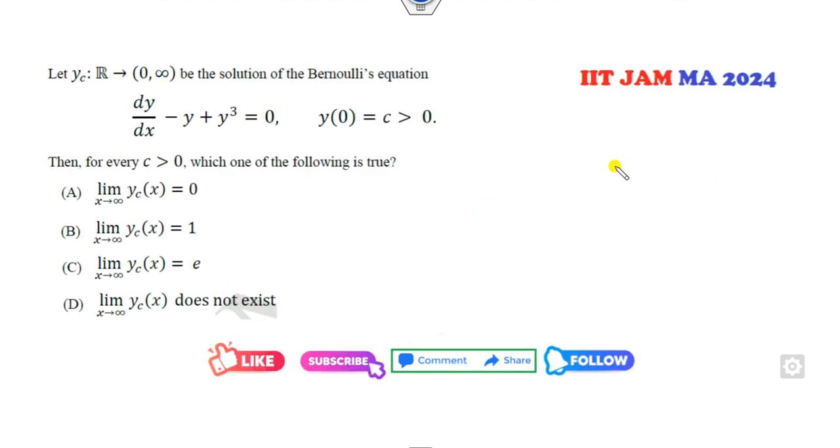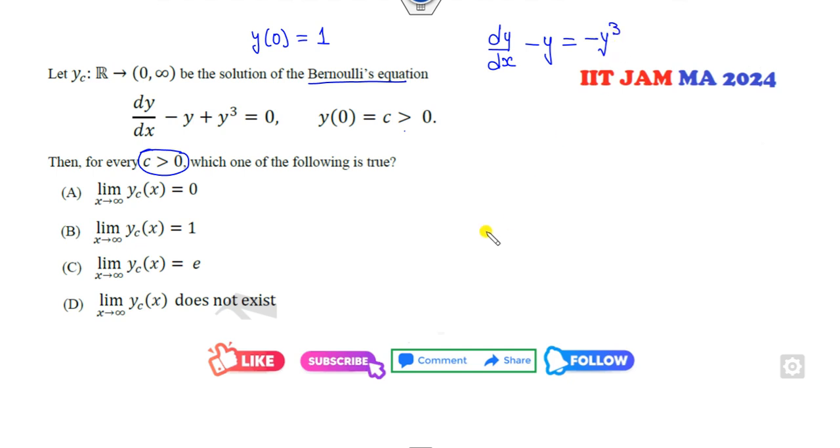So let's start with the first question. This is related to the Bernoulli equation and C is my unknown. For every C, I can choose any value of C. So let's say C is 1. Fine. Then I can simplify the Bernoulli equation as here.